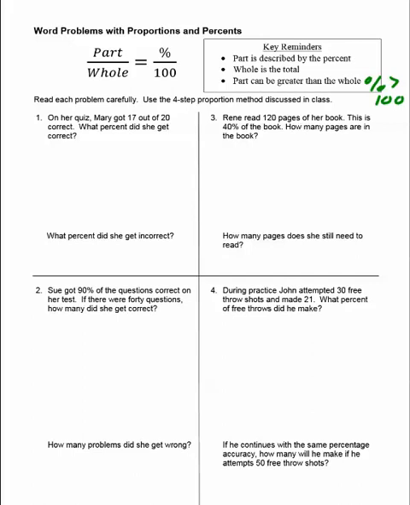So, on her quiz, Mary got 17 out of 20 correct. What percent did she get correct? Well, we know there was a total of 20 questions. In other words, our whole was 20 and our part was 17. We're asked to find the percentage, which is unknown, so our variable x, and percent is always over 100.